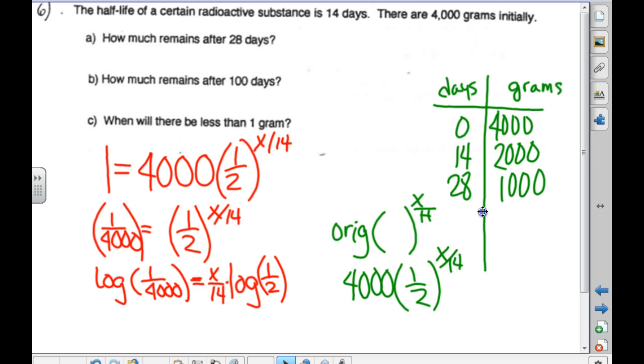I would have probably divided the log over here. Okay? And then once I get this crazy decimal, I'll still have x over 14. Somebody want to give me that crazy decimal? Log of 1 over 4,000 divided by log of 1/2. I got 12.0. What is it, 12.0? Yeah, that's also after a while.